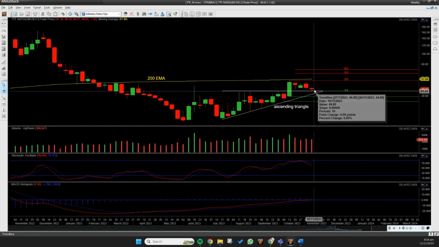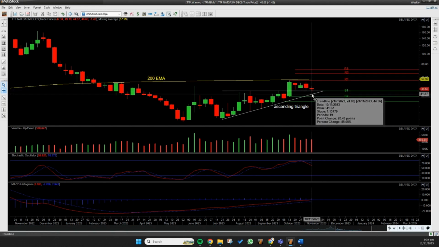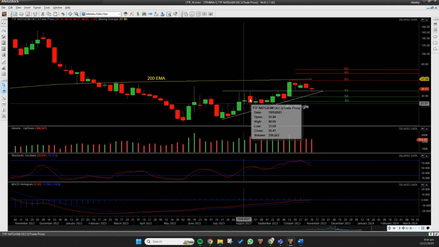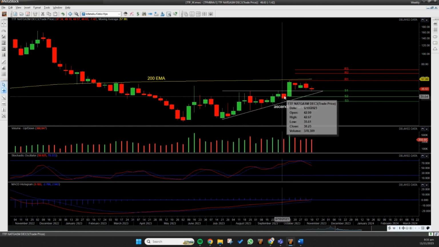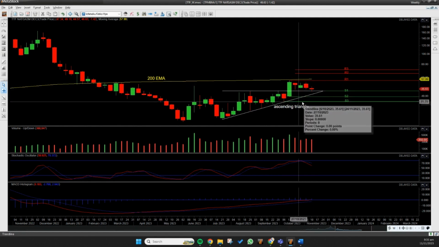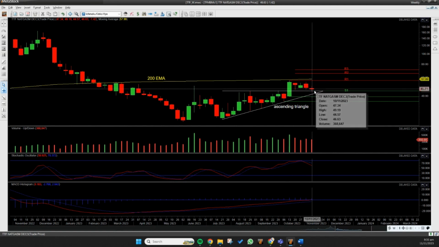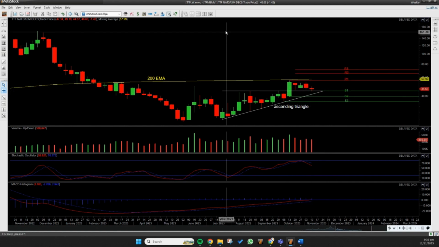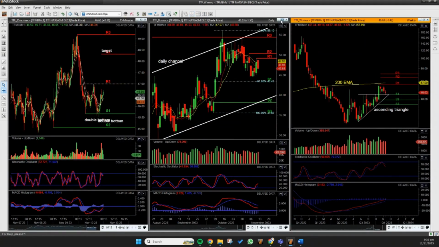I want to see a clear break above this in order to be reaching the target at 70. If we move below, we wouldn't immediately undo the midterm uptrend, because an uptrend is in place as long as we make higher highs and higher lows. I believe that the low is here at 35. That's quite a bit, yeah. But I wouldn't immediately undo the midterm uptrend.